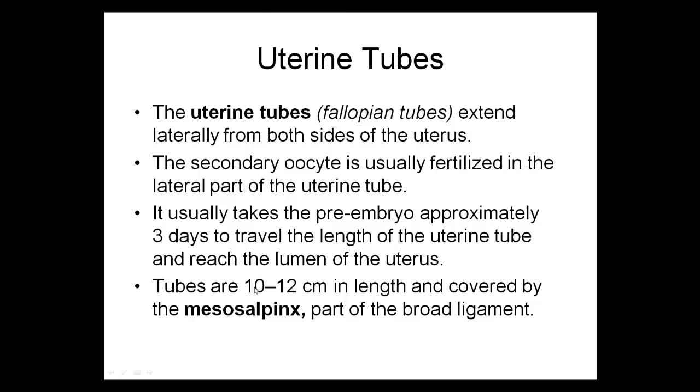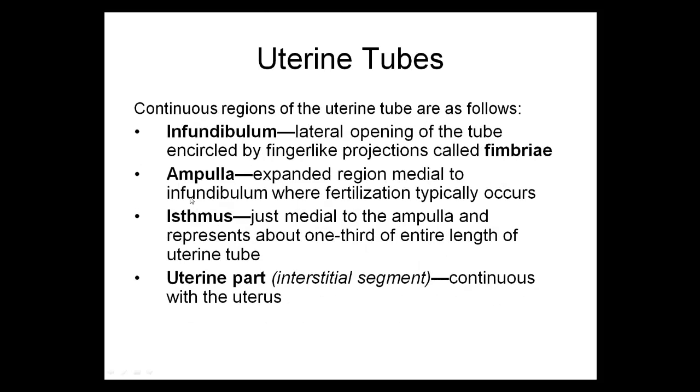So the tubes are about 10 to 12 centimeters long, and they are covered from the outside with the mesosalpinx, and on the inside they're going to have columnar epithelium, but it's ciliated epithelium. So it has brushes that push the egg towards the uterus. That's where the beating goes. Okay, so these are the areas of the uterine tubes. We're going to see it in the next picture.